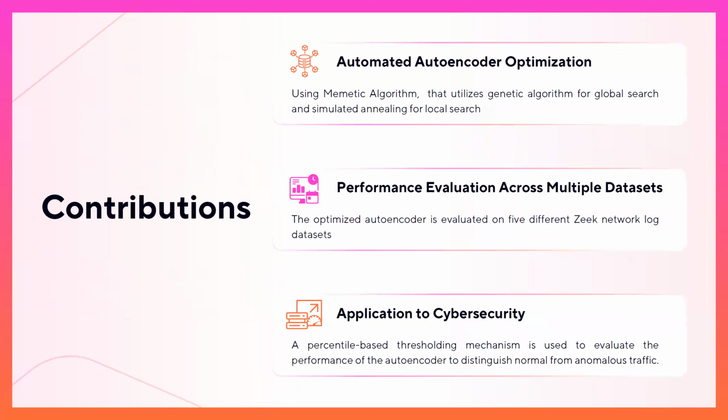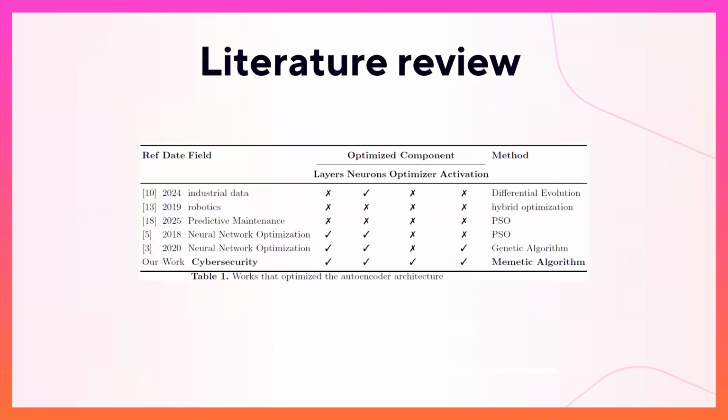And so our main contribution here is automated autoencoder optimization, where we develop a memetic algorithm that combines genetic algorithm for exploration and simulated annealing for refinement. We applied our optimized autoencoder to network anomaly detection using Zeek log datasets, and we demonstrated that the optimized model achieves 0 false negatives and minimal false positives, which proves that it is practical for intrusion detection applications. And we'll look into that.